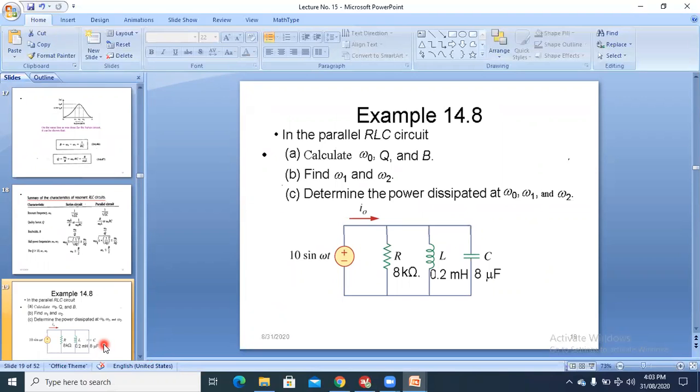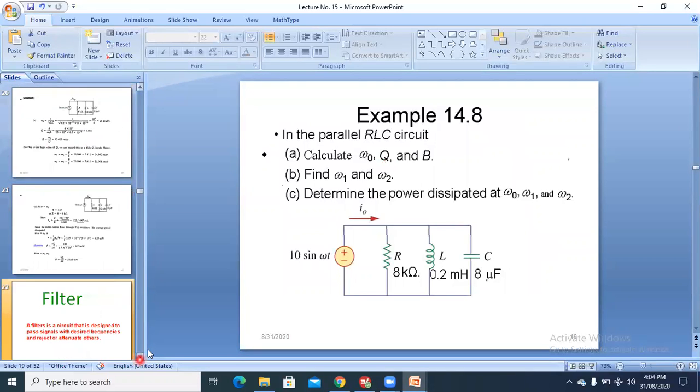So we calculate omega naught, Q and B, and omega 1, omega 2, and the power distributed across omega naught, omega 1, and omega 2. So the only change in this example is that we need to find the value of Q by the formula which is the inverse of what we have in the series RLC circuit. So the rest of the problem is the same.